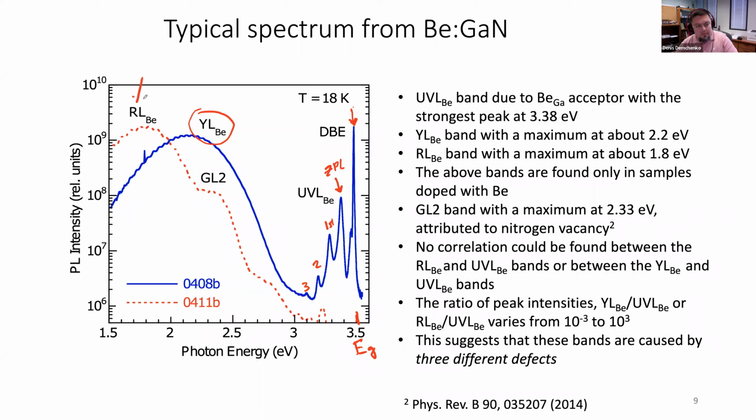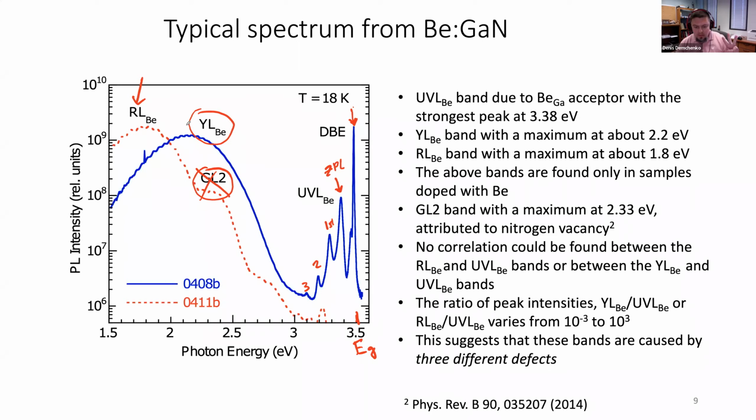Finally, the red band, also a wide band due to beryllium, only observed in beryllium doped samples. So it also needs to be found. This guy, GL2, that's green luminescence, and we identified it some years ago. It comes from the nitrogen vacancy. So that's not beryllium related. But these three are.